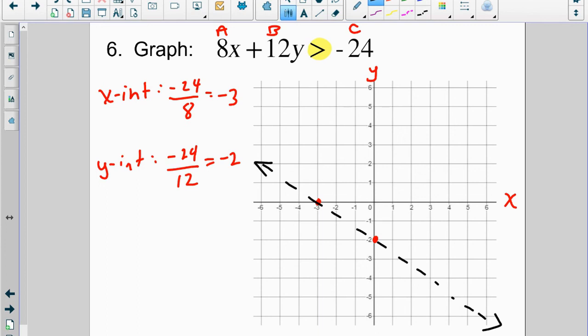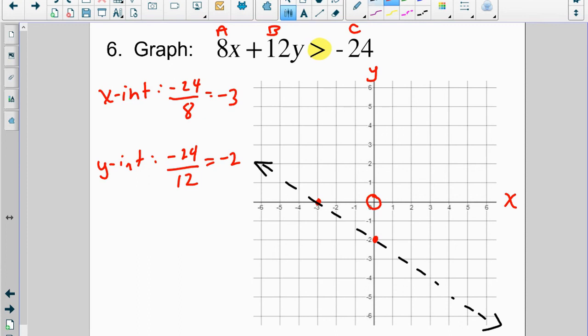And then I have to determine where to shade. All right, well, the greater than symbol, oh, that's right, it's standard form. I can't just look at the greater than sign and say shade above, because sometimes we shade below for greater than signs in standard form. That little trick only works for slope-intercept form. So let's see, let's test a point. I can see that the origin 0, 0 is not on the boundary line. It is clearly above it. So let's test that point.